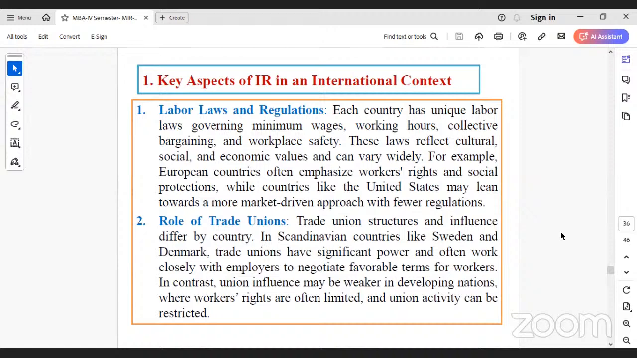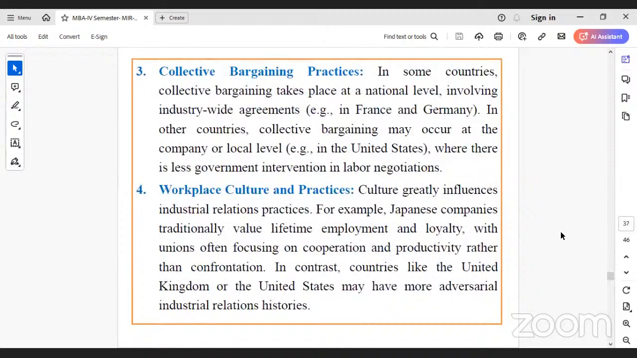In contrast, union influence may be weaker in developing nations, where workers' rights are often limited and union activity can be restricted. And in terms of collective bargaining practices, we also see differences in workplace culture and practices.